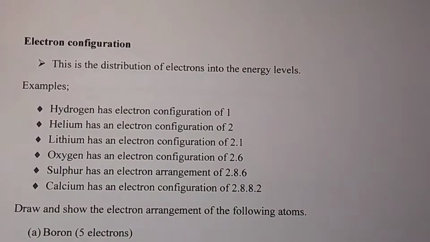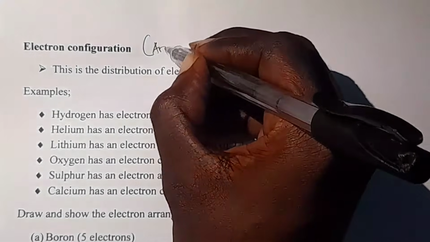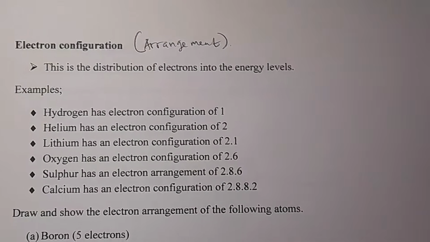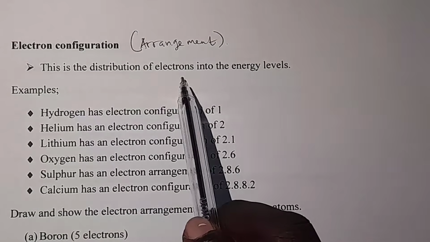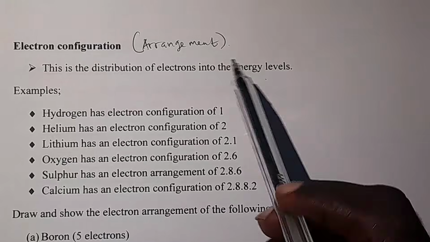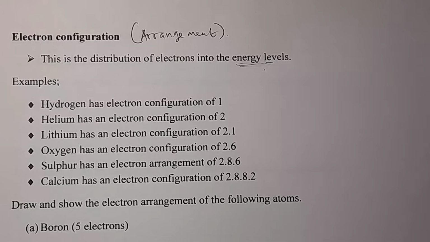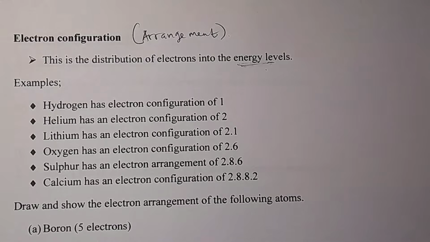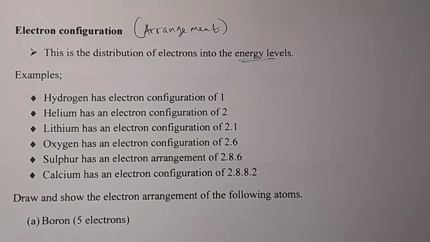After that, let's go to electron configuration. Electron configuration can also be called electron arrangement. So what is electron configuration? It is the distribution of electrons into the energy levels. For you to do this, you are supposed to know only the atomic number of that element or atom, or the number of electrons of that atom.